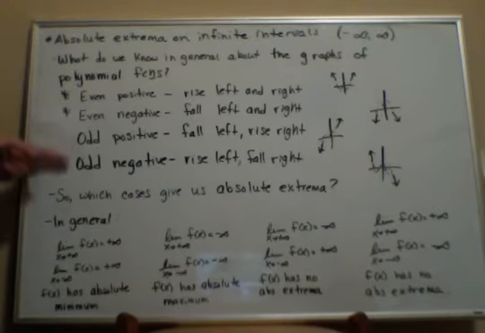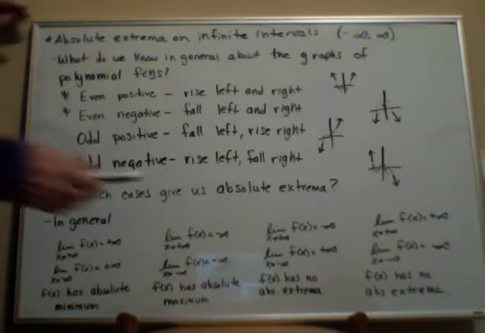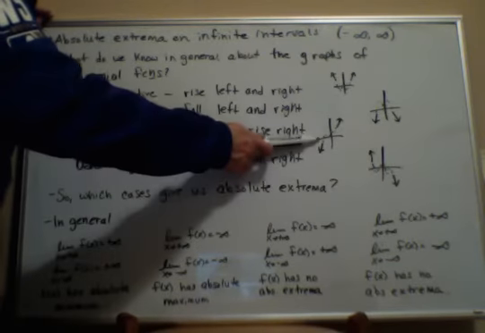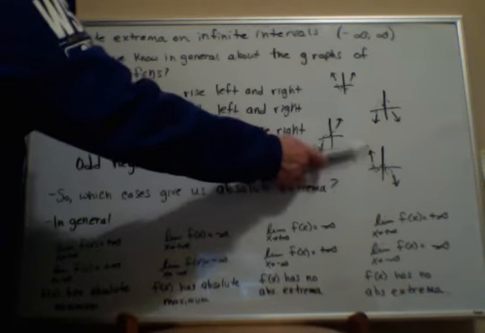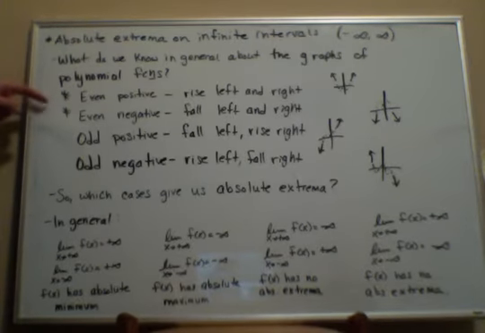But when we look at the last two situations, where we have odd degrees with either positive or negative leading coefficients, we can see that we cannot find the absolute maximum or absolute minimum, because this one is going to negative infinity while that goes to positive infinity, and vice versa on the other one. So we only have really two situations for polynomial functions where we're going to find absolute maxima and minima.